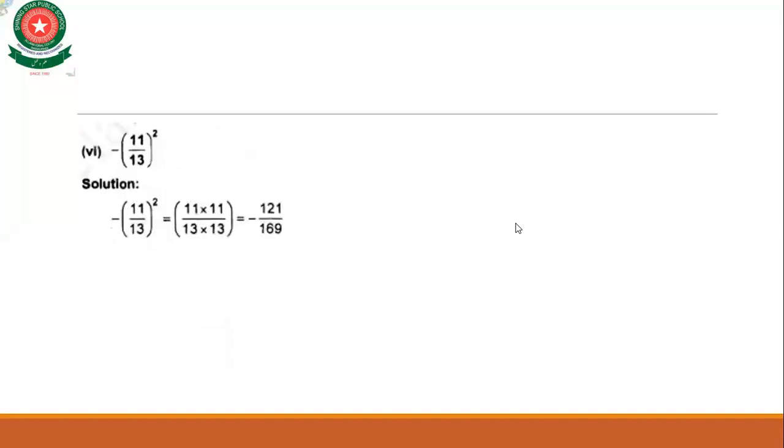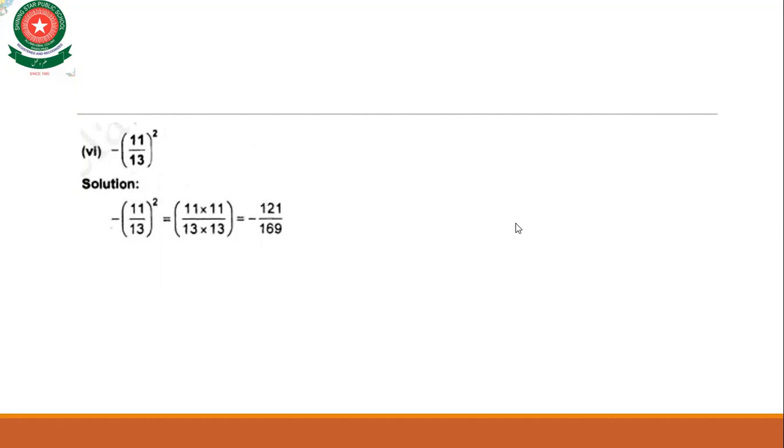Now the part number 6, which is the last part of today's questions. Minus 11 over 13 whole square. So this is the simplest question. We just multiply 11 by itself 2 times, so we get 11 multiplied by 11 over 13 multiplied by 13, and by multiplying we will get minus 121 over 169.